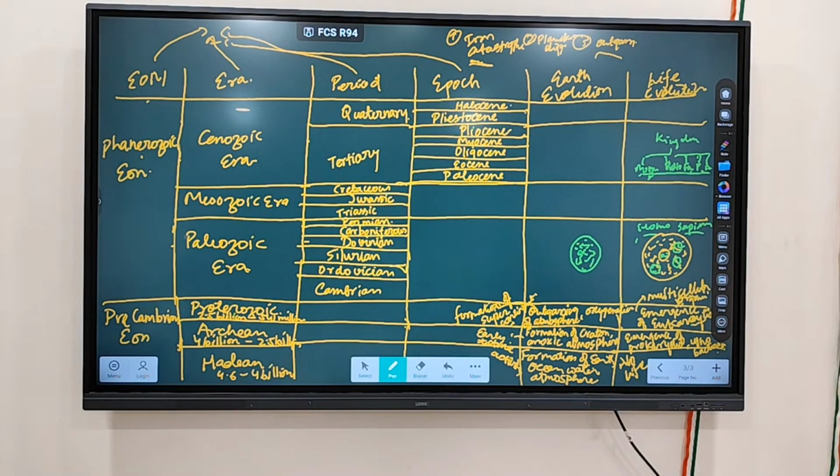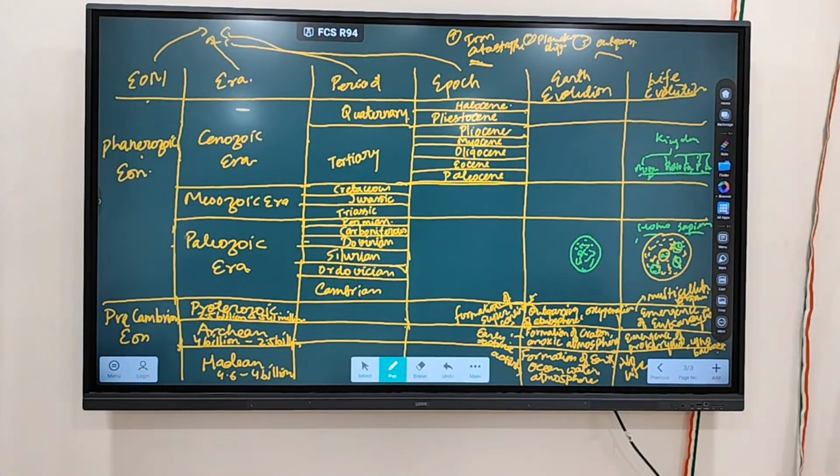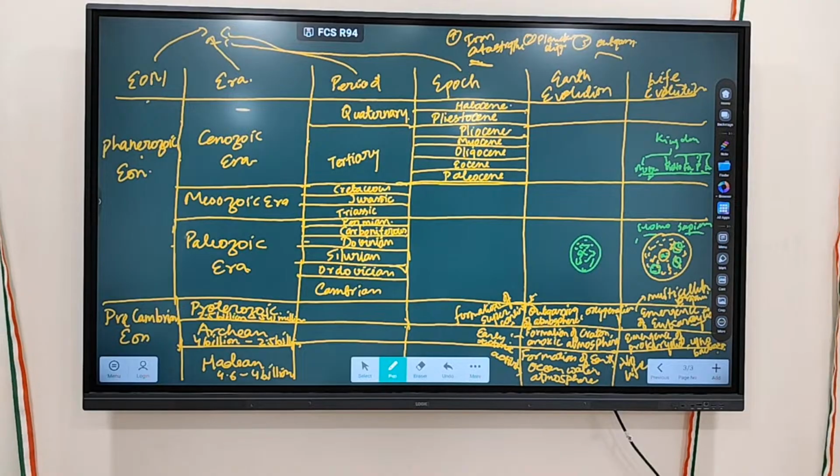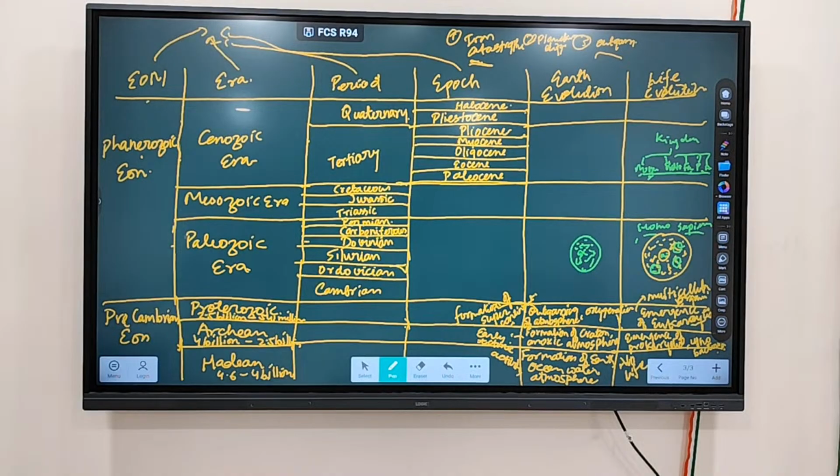So what happens in Cambrian, Ordovician, Silurian, Devonian, Carboniferous periods? Now life is moving from where to where? Life will now move from ocean to land, because now a conducive atmosphere is being created on the land. So life will start moving from the ocean to the land part.